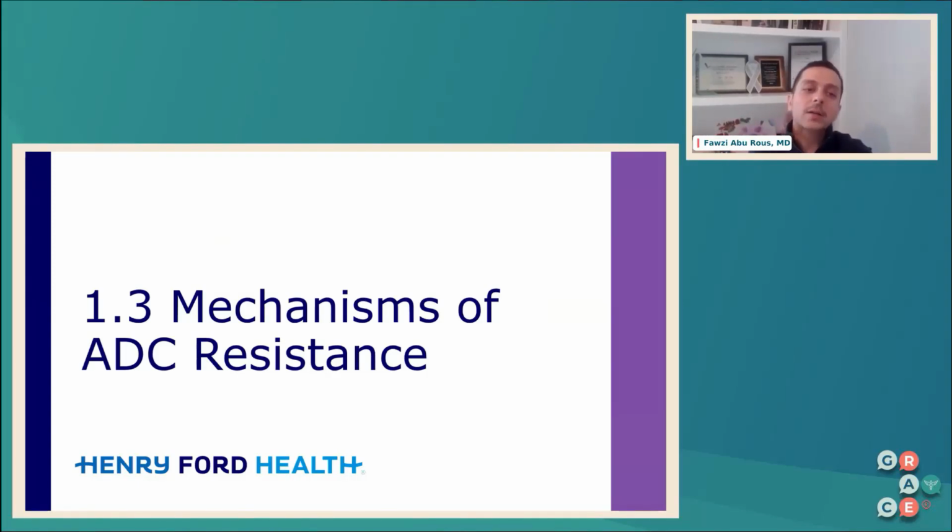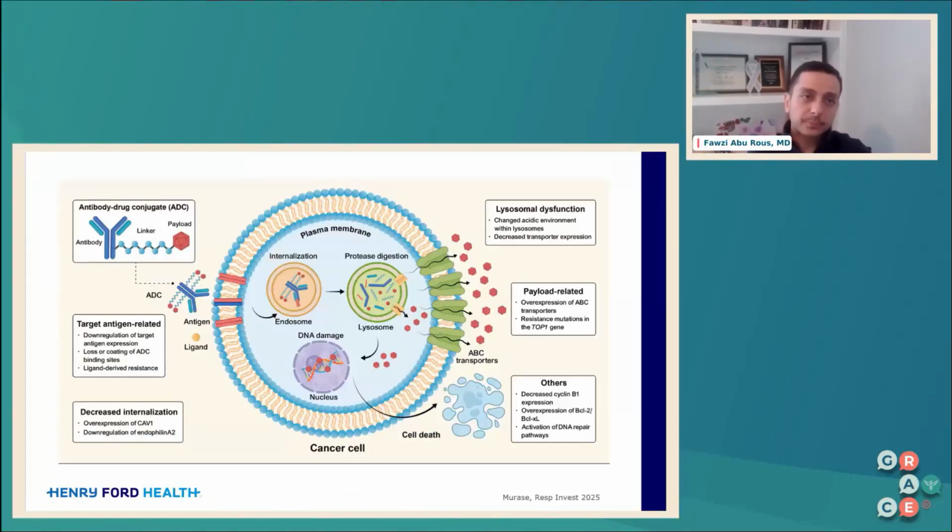So of course, as with anything else, there is always resistance, or the cancer can always develop resistance to these ADCs. So what are these mechanisms of resistance? Number one is target antigen related. So the cancer will learn that we're trying to target that antigen, so it just stops expressing that target. So down regulation of the expression of that particular protein or target.